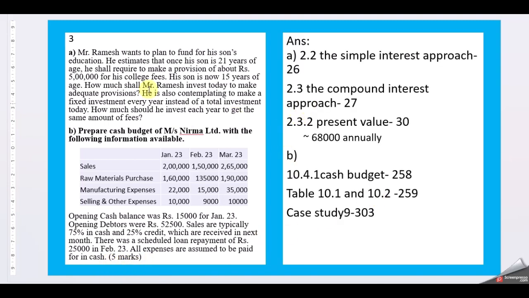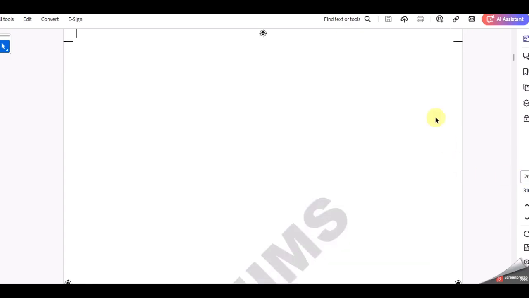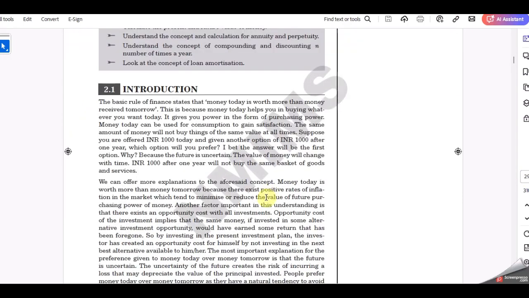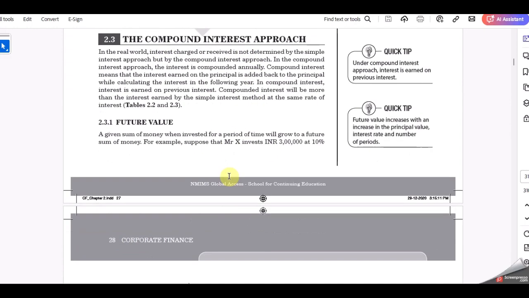Okay, let's see. We can find the answer for question A. We can go back to chapter 2 for the simple interest approach and the compound interest approach. If you are trying to provide this information, you can just refer to the simple approach as an introduction, and then you can go ahead directly with the compound interest approach. And then you have to calculate the present value. The answer comes to approximately 68,000 annually. I just tried to calculate this one. Let us see. Simple interest approach, then we have the compound interest approach, future value.